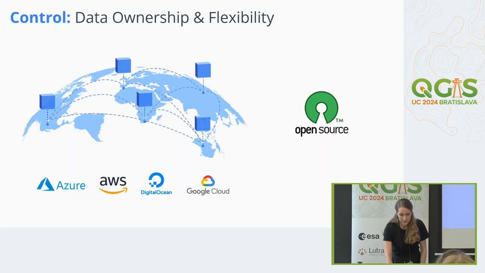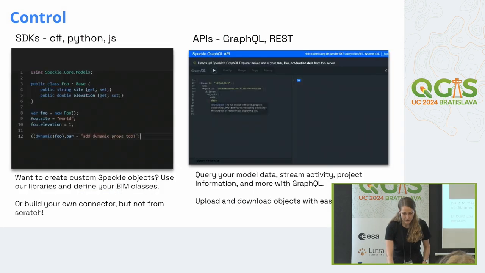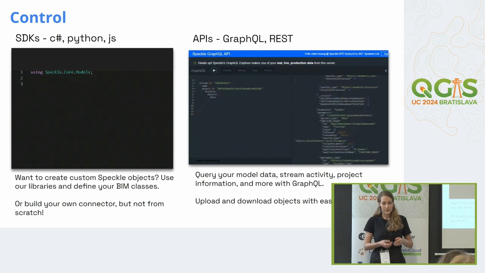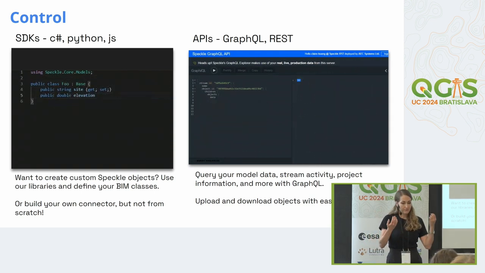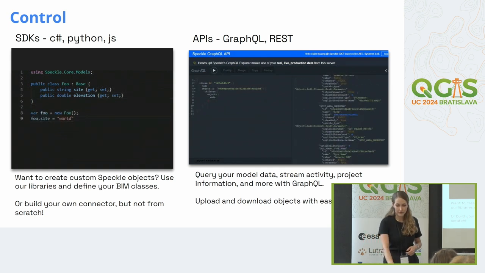And the control part, again, the Speckle server can be set up in any region, any location, with any provider. You can make your own decisions about it. And you have multiple SDKs in C#, Python, and JavaScript, where you can get your data, push your data, modify your data, and again, build apps on it.